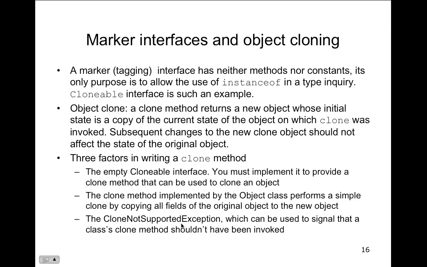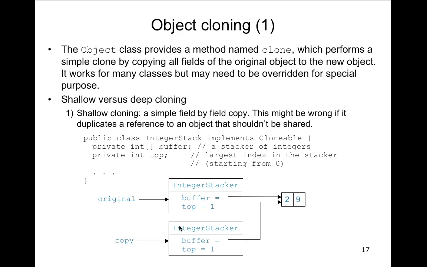Anyway, the CloneNotSupportedException, which can be used to signal that a class's clone method should not have been invoked in particular situations, can essentially be thrown to say, no, you can't make a clone. It's not going to work. So there's an exception, actually. Part of the exception handling works with that.